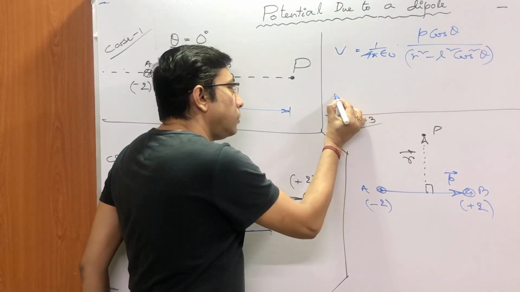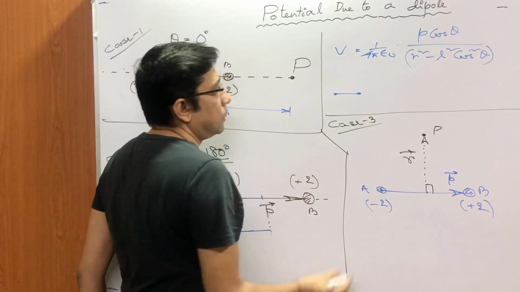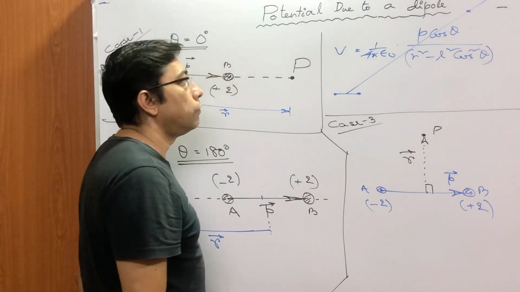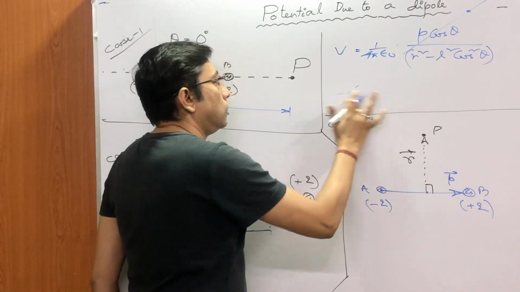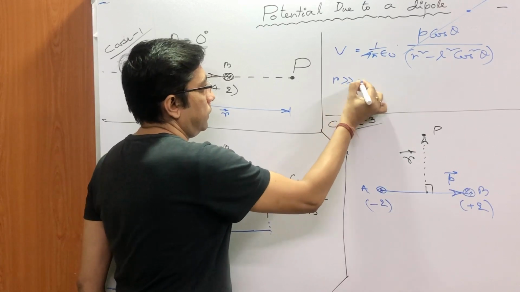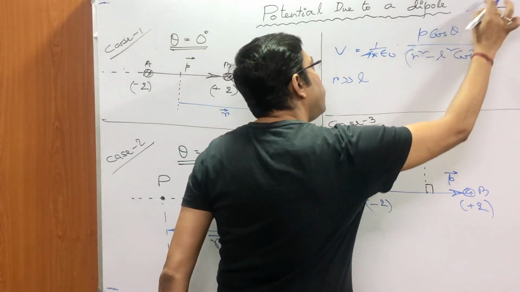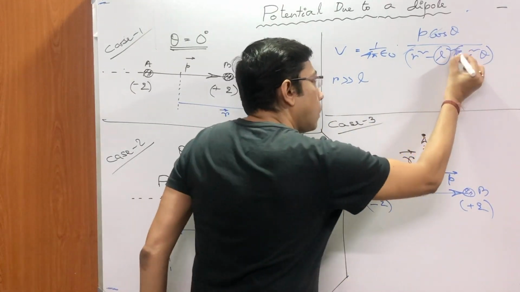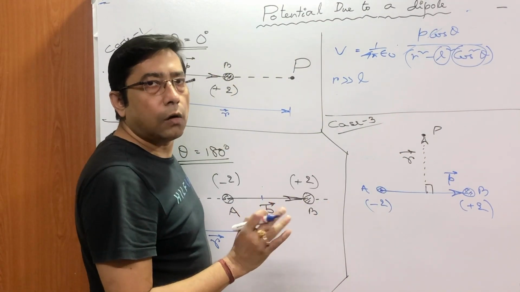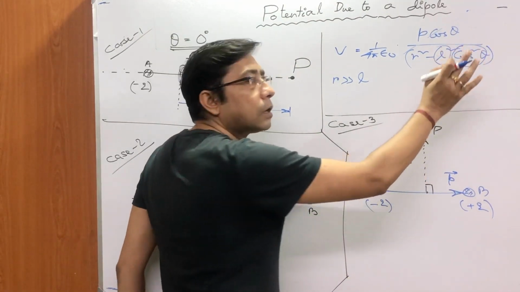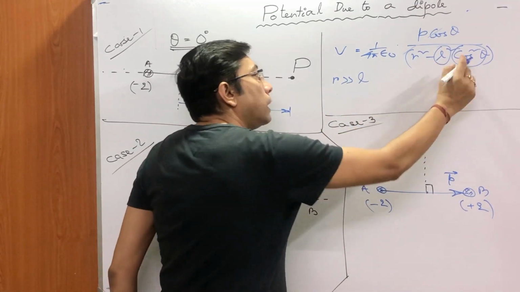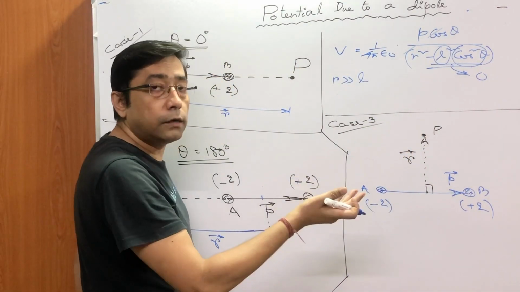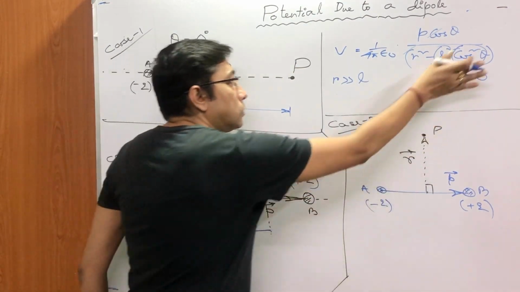What if the dipole is very short, and the distance R is very large? Then R is very, very greater than L, where L means half of the length of the dipole. In that case, L square is further less, and cos square theta is always less than or equal to 1. So L square cos square theta tends to 0 if L is very small, and practically for molecular dipoles they are really small. So this part is gone.